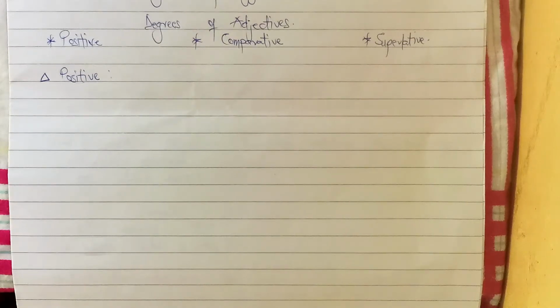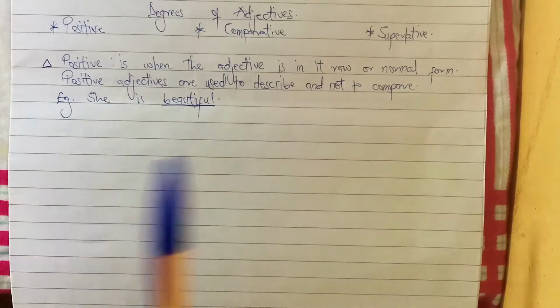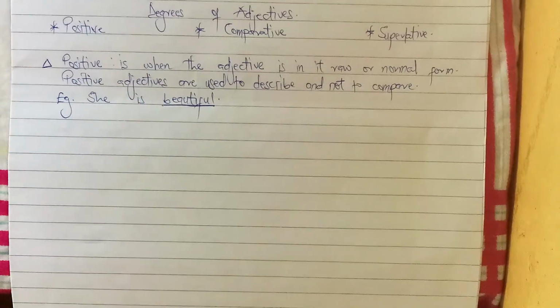Example, we can have an adjective such as beautiful. So you see beautiful is in its normal form. Nothing has been added to beautiful, nothing has been taken out from beautiful. Usually these adjectives are not used to compare, but they are used to describe. So positive adjectives are usually used to describe and not compare. Okay, so as we said, they are used to describe and not to compare.